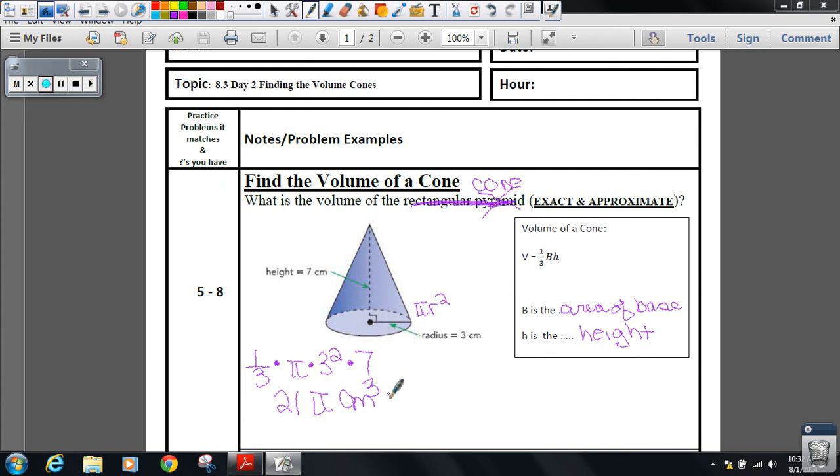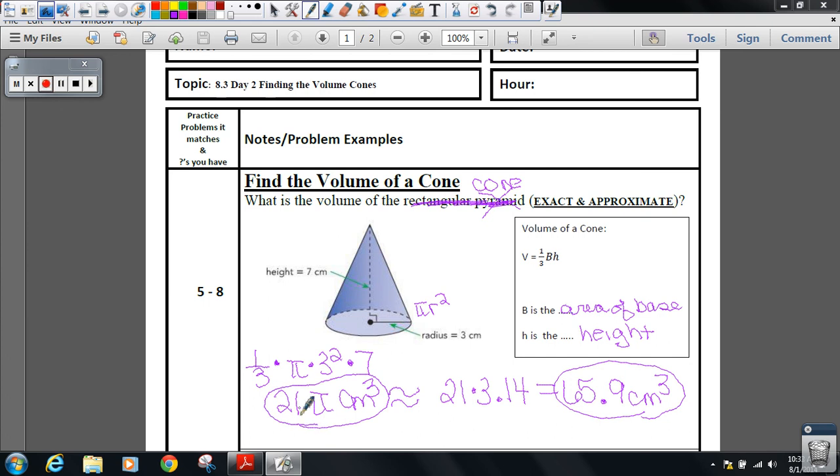So then to get the approximate, I replace pi with 3.14. So I take 21 times 3.14 to get the approximate, and the approximate would be 65.9 cubic centimeters. So we have the exact, which is in units of pi because we didn't round at all, and then the approximate to the nearest tenth is 65.9 cubic centimeters.